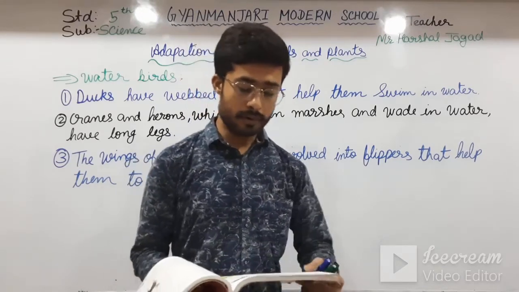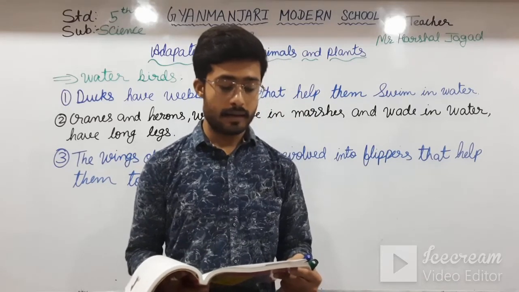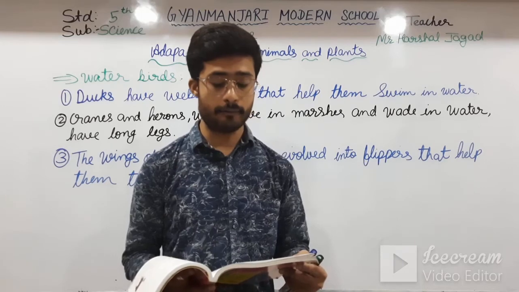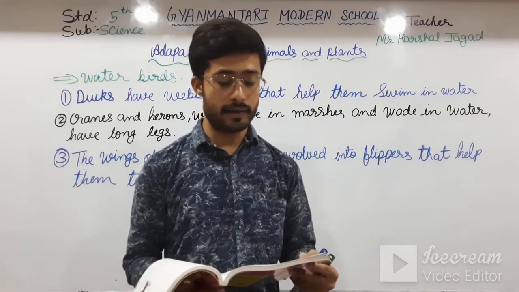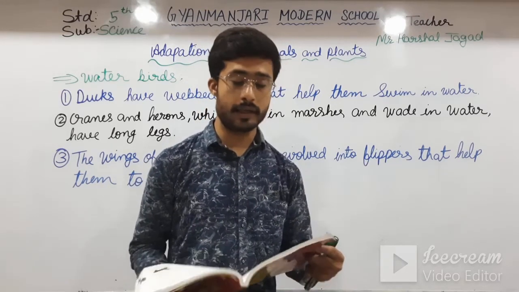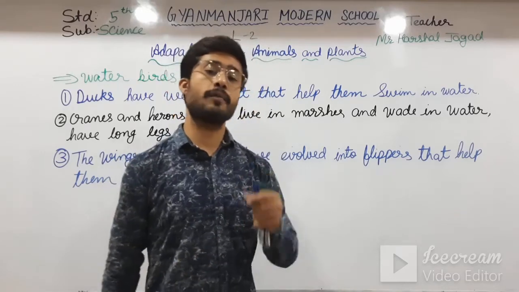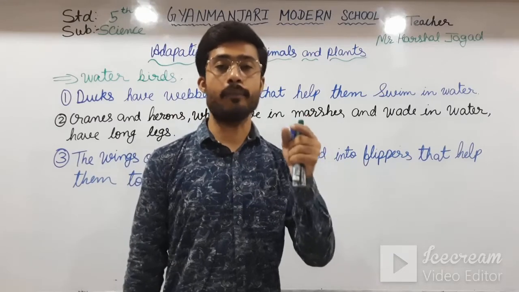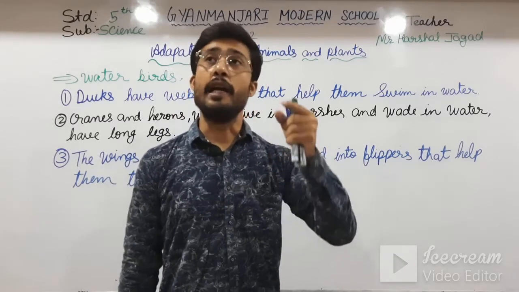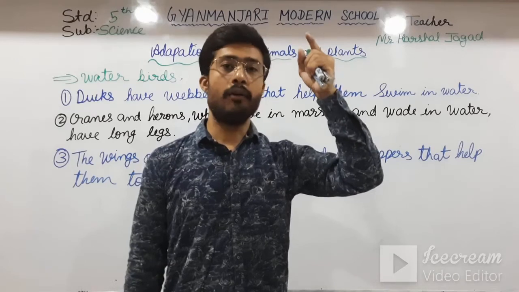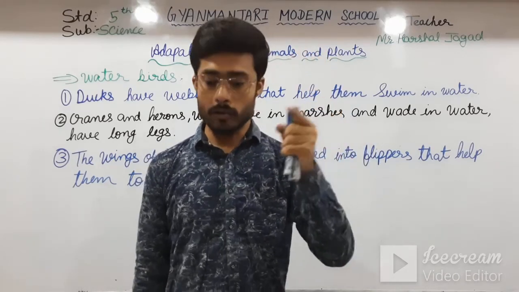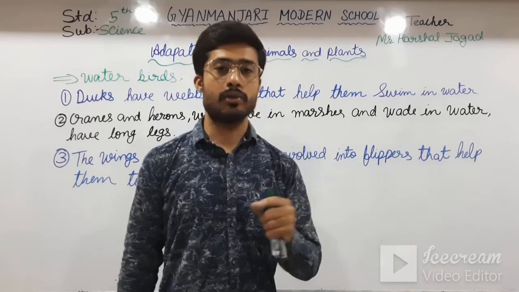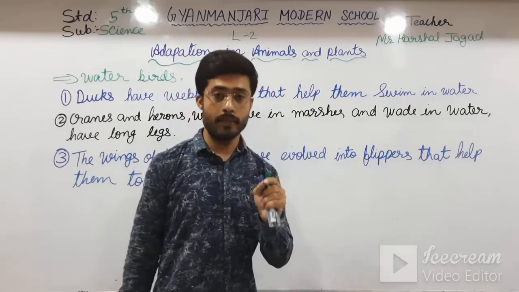And the fourth point, birds that soar high in the air have sharp eyesight. From high up in the air, eagles can spot a mouse moving on the ground. Means here in this point they are talking about the eagle. Eagles have very sharp eyesight. If they are very high in the air, they can still spot a mouse on the land. Okay students, so these are the aerial birds.